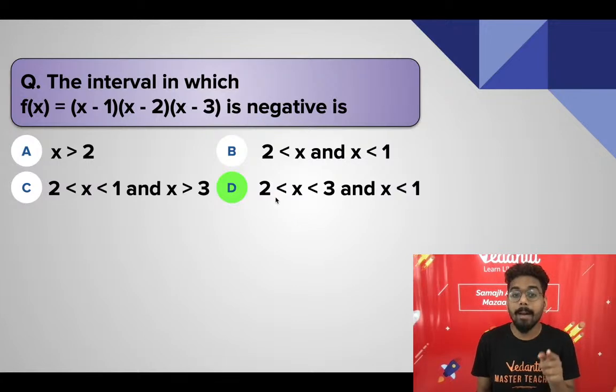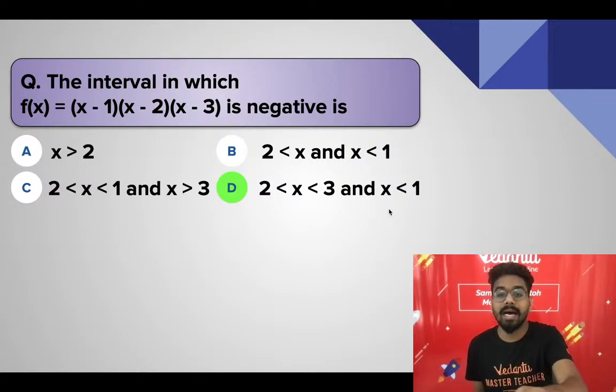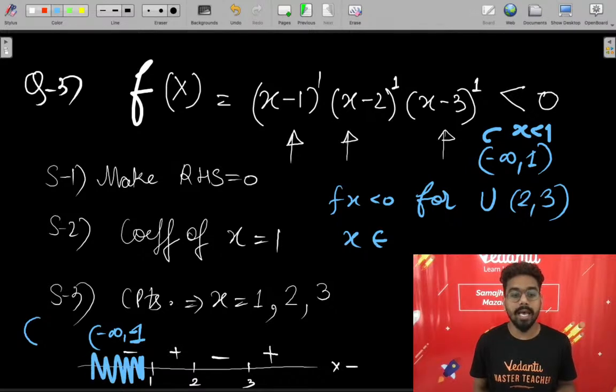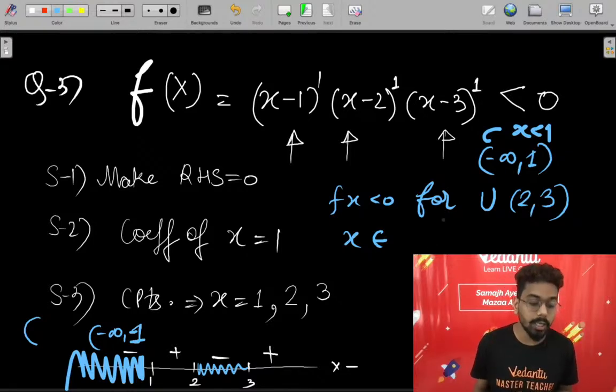So what will this become? 2 to 3 and minus infinity to 1. What we have done means the same thing, that x is less than 1. Absolutely right, you said it correctly. All the values x less than 1 and all the values between 2 to 3. There is another way of writing this answer. I hope it's clear to all the people.